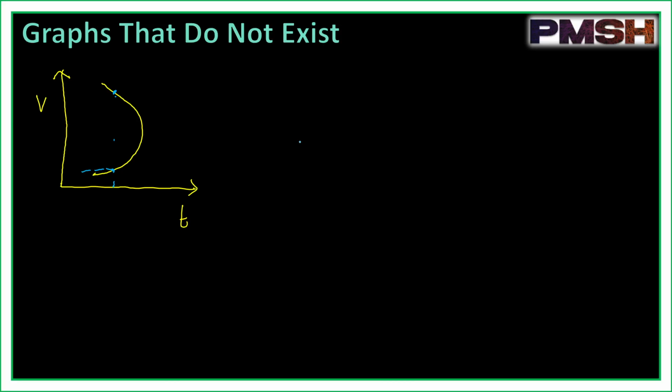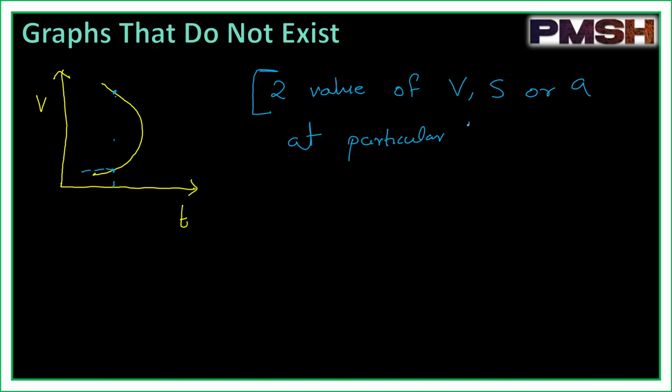So you can write the reason: two values of velocity, displacement or acceleration at a particular time is not possible. Clear?